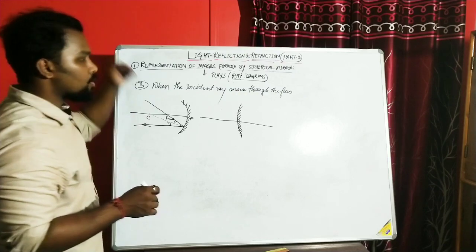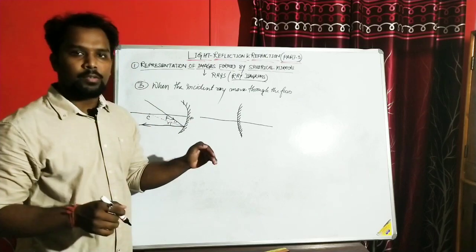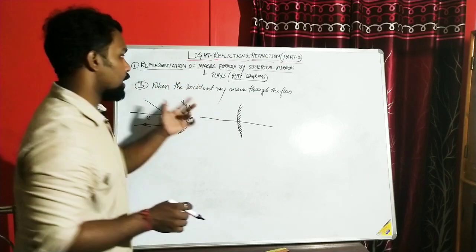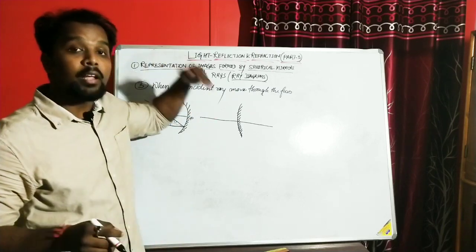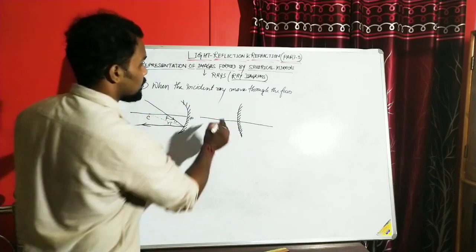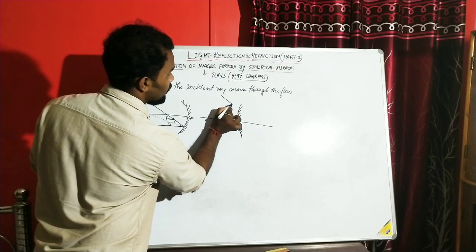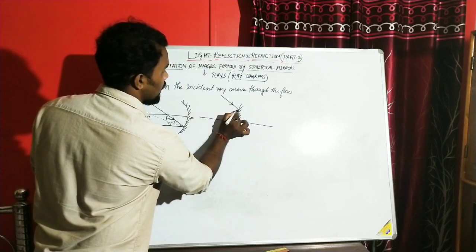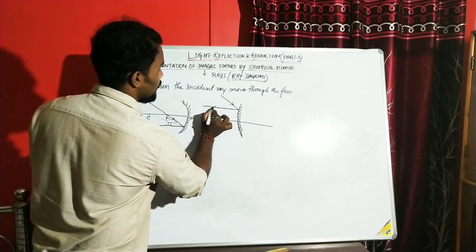The incident ray is not going to move directly through the focus, but it will appear that it is moving towards the focus. That's why we say that in case of the convex mirror, the incident ray is directed towards the focus. Somehow it will look like this. It is the incident ray. After getting incident, what will happen? It will move parallel to the principal axis.